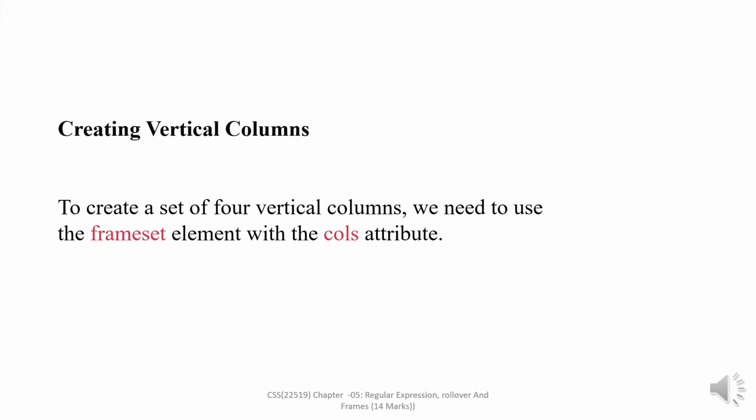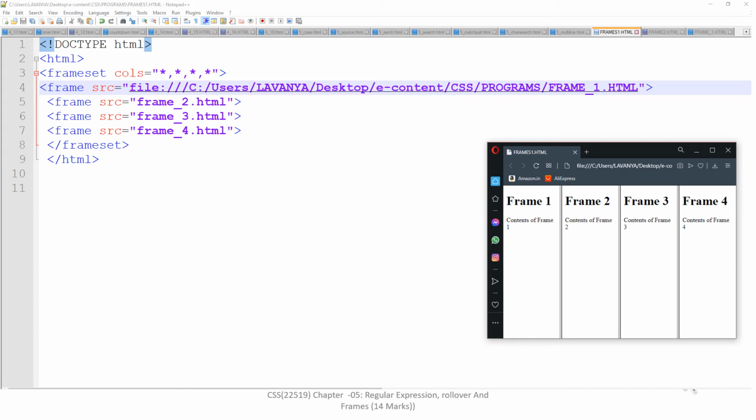So this is our HTML code. Doctype HTML, HTML tag, frameset cols equal to star, frame src equal to file C users and the path of that first document which we have already created.